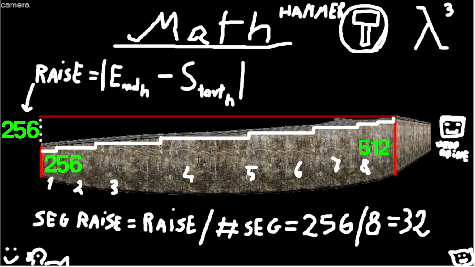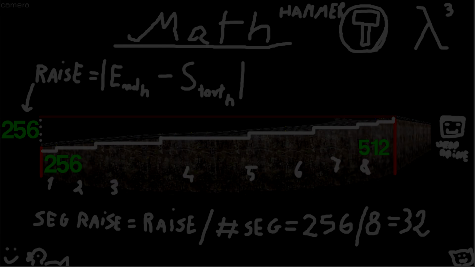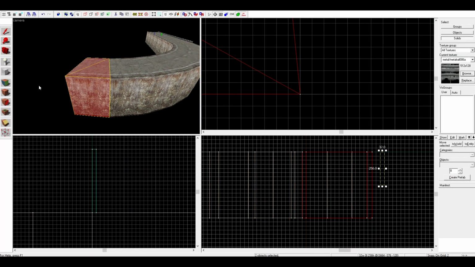I have 8 segments and 256 units raised. So it's 256 divided by 8 and the result is 32. That means in my case each fragment needs to be raised by 32 units relative to the previous one. As I said in the beginning, work with powers of 2. Hammer's gonna love it and the math's gonna be easy. Okay, math's done, let's talk more work.